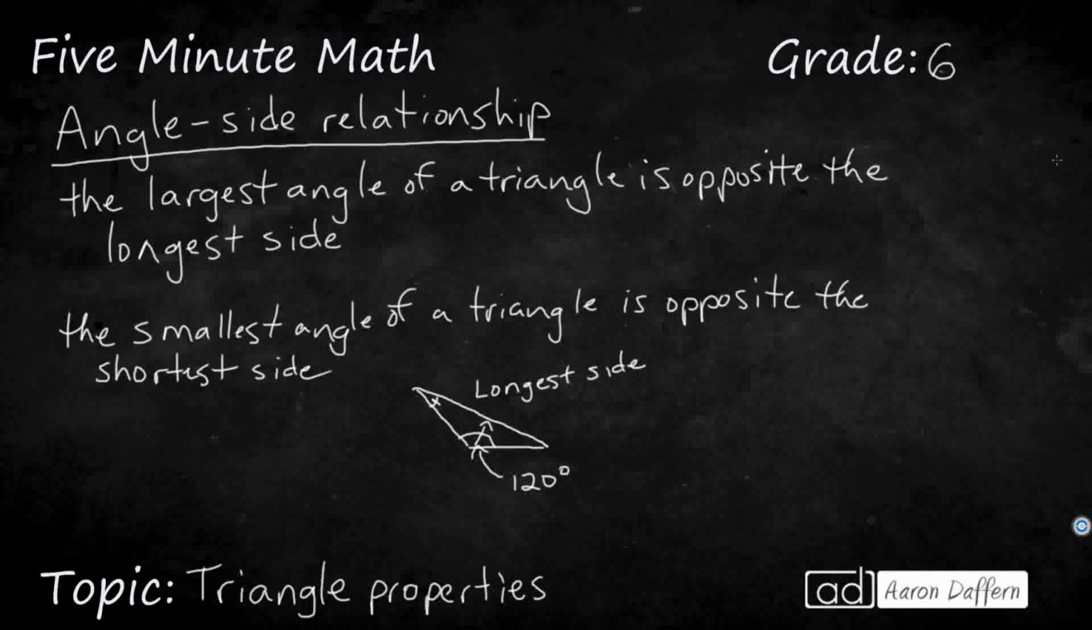And we know that there's only 180 degrees in a triangle, so if there's 120 already in that one angle, there's only 60 left, because all triangles make 180 degrees. So I might call this 20 degrees right here. That's my smallest angle, and that's going to be opposite my smallest side right here. And then this would probably need to be 40 degrees, and the middle one is across from the middle side. But that is the angle-side relationship.